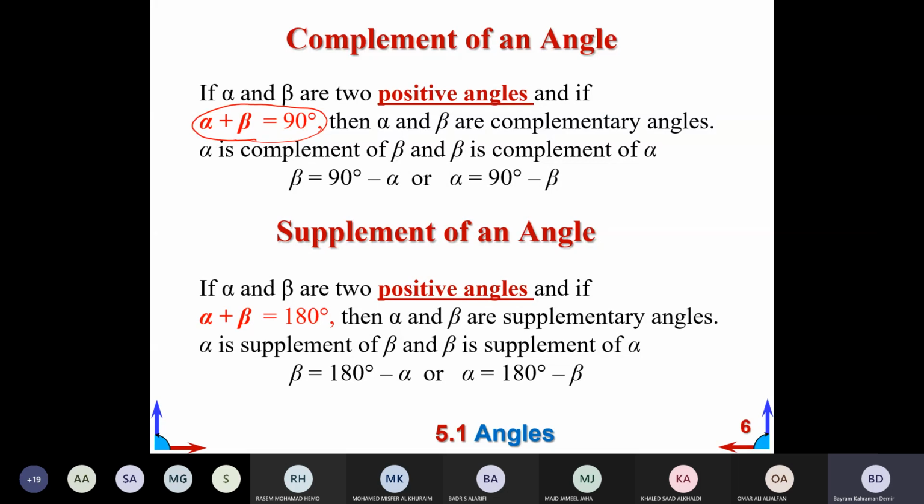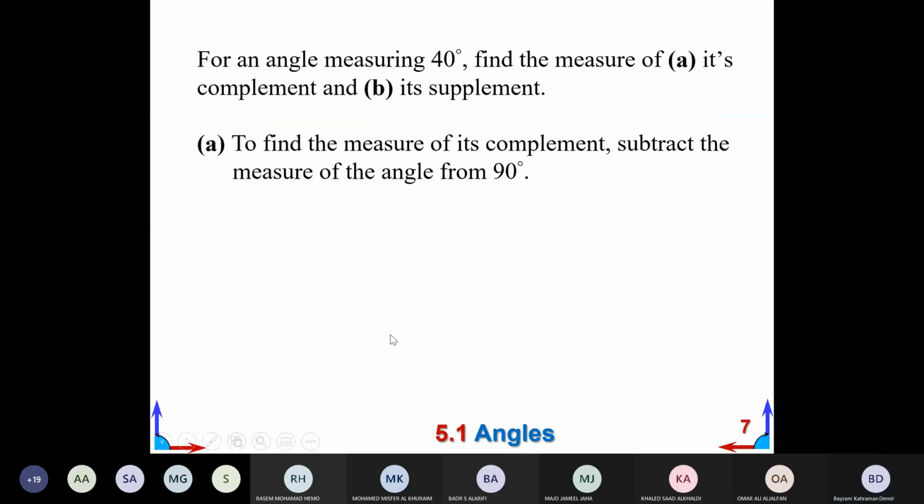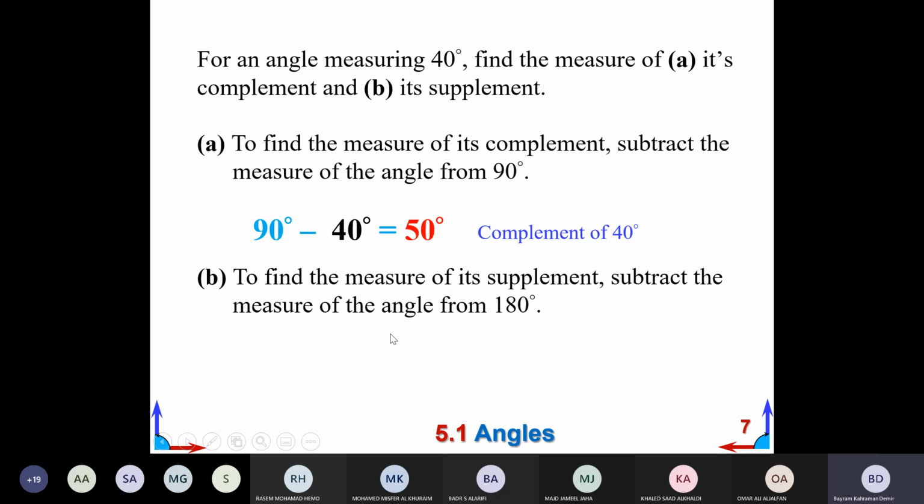And for the supplement of an angle, we have the same idea. If the sum is 180, we call them supplementary angles. For example, 20 and 160. So 20 is the supplement of 160, or 160 is the supplement of 20. It's just names for these angles. They are positive, of course. We are not using negative angles for these complement and supplement issues. There are some examples, as I told you, Shabab, of complement and supplement of angles.